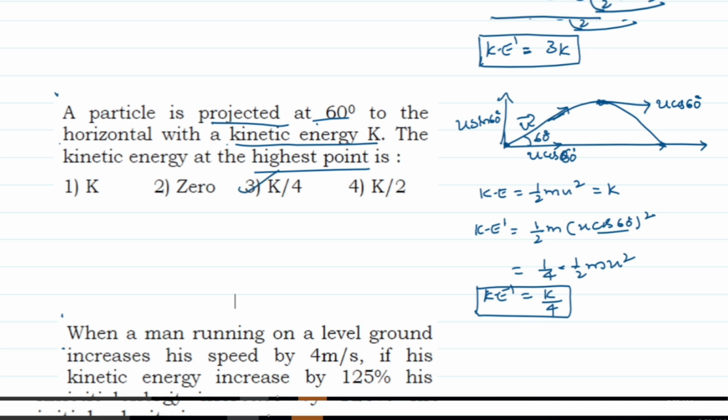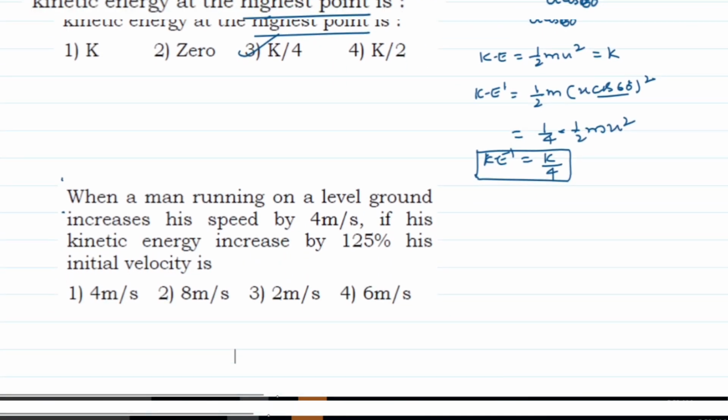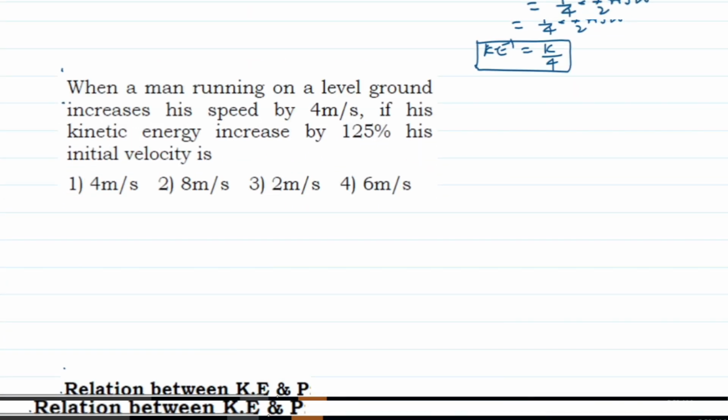Let us see the next question. When a man running on a level ground increases his speed by 4 meters per second, if his kinetic energy increases by 125%, his initial velocity is what they are asking. So here, the speed increases by 4 meters per second, it's given.